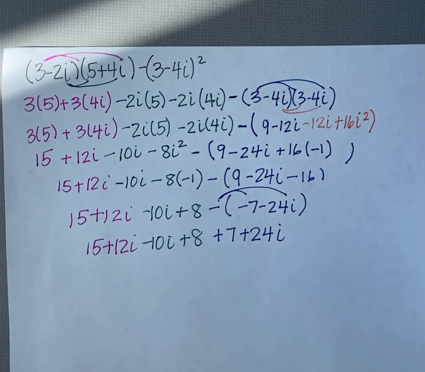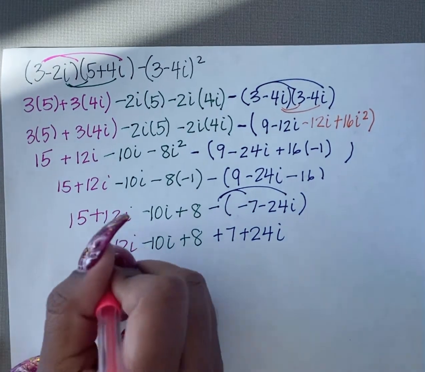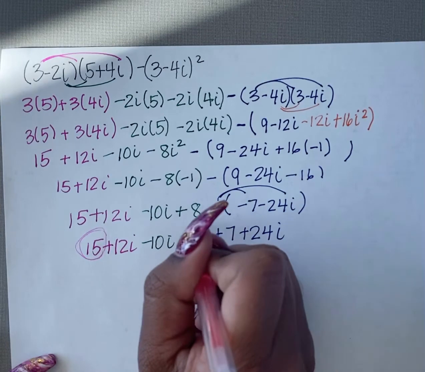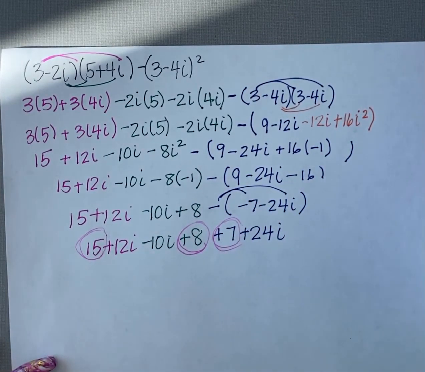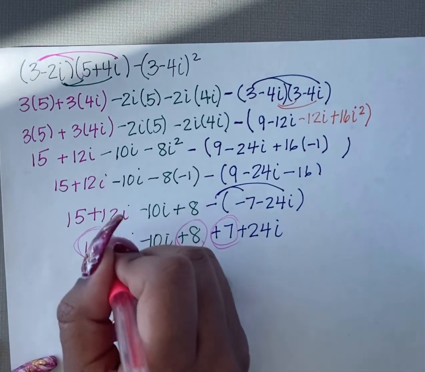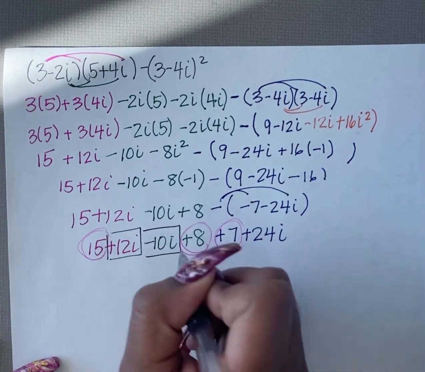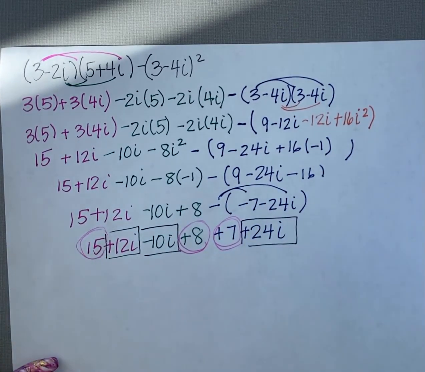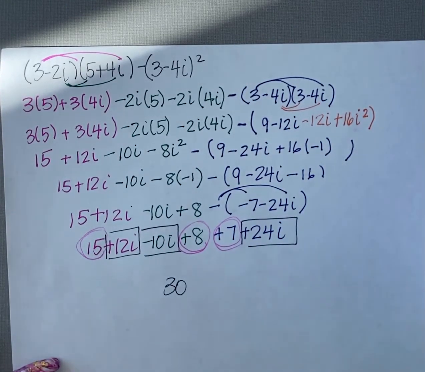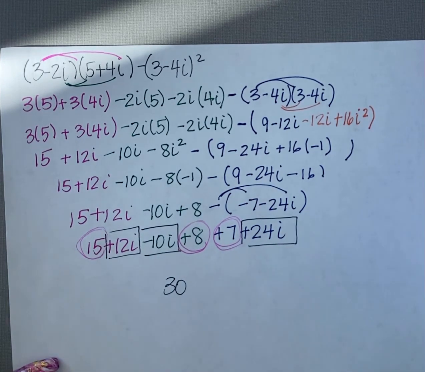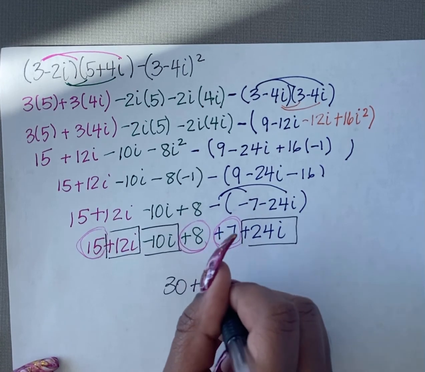And now you can just combine your like terms. So looking to see, well, what are my like terms here? All of my whole numbers are constants. So I have 15, I have 8, and I have 7. And then all of my imaginary parts, which is, let me try and do a different color, 12i, negative 10i, and a positive 24i. And so I'm just going to add up my real parts, which are the 15, the 8, and the 7. And that's going to give me 30. And then I'm going to combine my other like terms, which are your imaginary parts. So you have a positive 12, a negative 10, and a positive 24. And so that gives you a positive 26i.